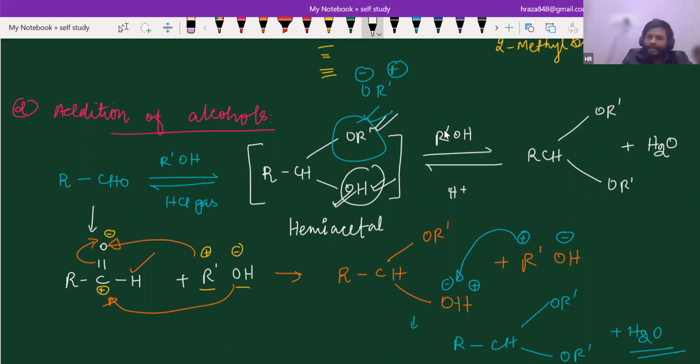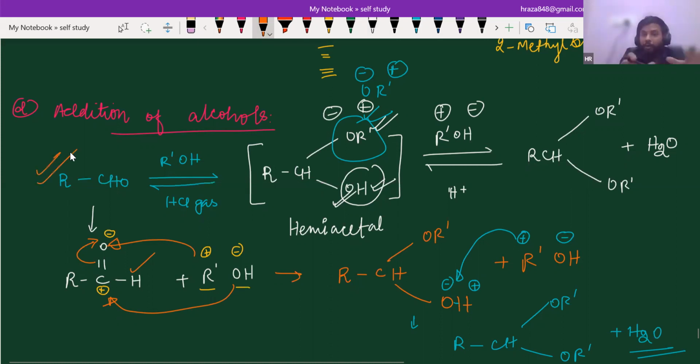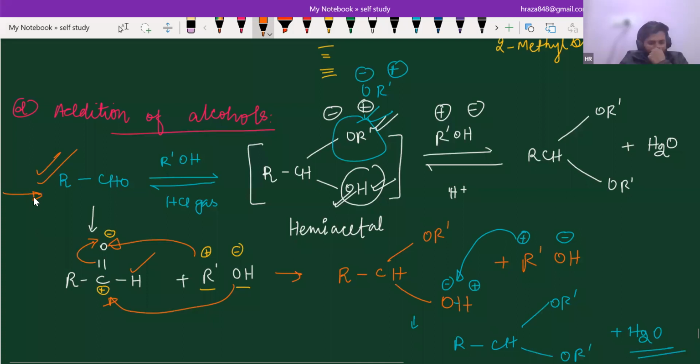If you are going to do the same, this will be positive, this will be negative, and this will be positive, this will be negative. There will be no change basically, because R dash will be replaced by R dash. I'm going to just write the first reaction and explain it. Are you getting my point? Yes, sir. Okay, then I will explain again. First, write this reaction, and whatever is your doubt, it's good.